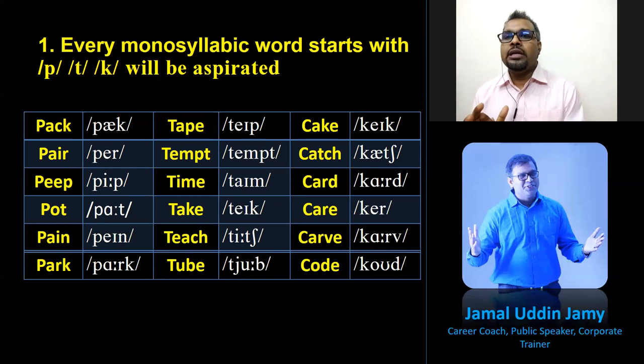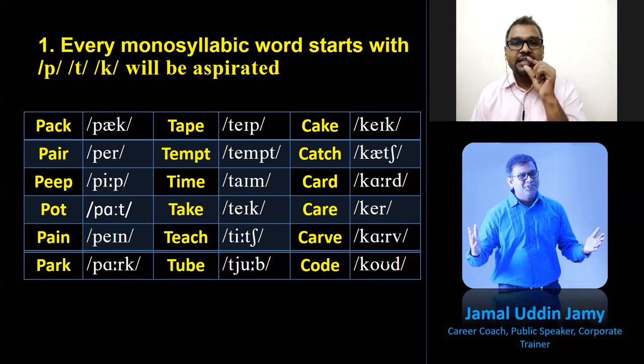Every monosyllabic word starting with P, T, K will be aspirated, meaning you pronounce it the way I showed you. Repeat after me: pack, pair, pip, pot, pain, perk. See the place of articulation: it's a bilabial sound, pronounced using your two lips. If you put your hand here, you can feel the air coming out rapidly. Pack, pair, pip, pot, pain, perk.